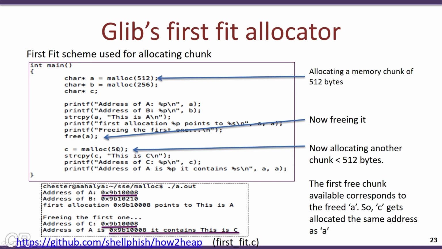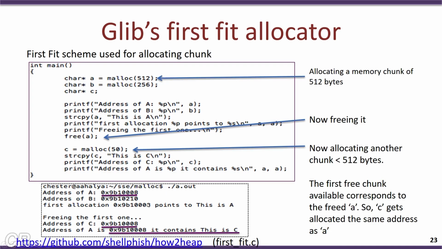Next, we invoke malloc again with a request for 50 bytes, and the pointer that malloc returns is stored in C. Now in the first fit allocation, the unsorted bin gets traversed. It would find that in this unsorted bin there is a chunk of 512 bytes present, and therefore it would split this chunk into two parts. One part is slightly more than 50 bytes, and this part gets allocated to C. The other part, which is not being used, will still remain in the linked list.